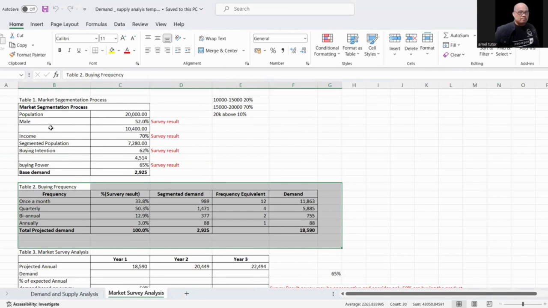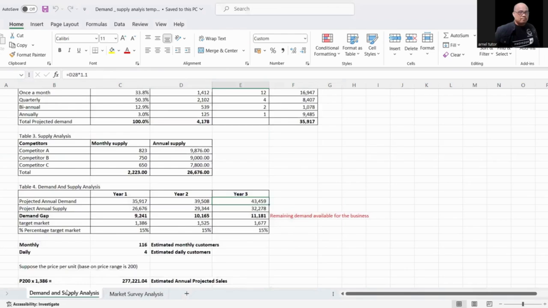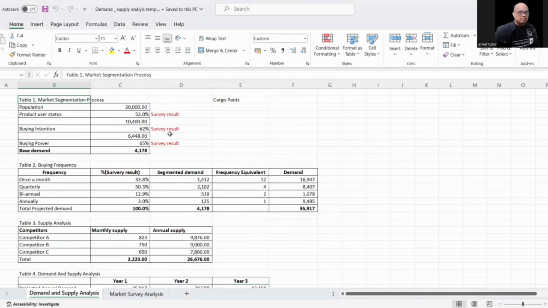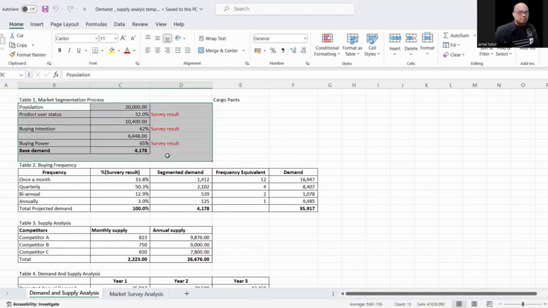Just like in my previous video, in doing the demand and supply analysis, we will go through the market segmentation process. In this example, we use the product cargo pants. So what are included in the table? First is the population. Take note that the population should not be broad. Do not include the entire population of the entire country or the entire city if you are trying to establish your business in a specific area. Include only the area or the radius that your business operations cover.